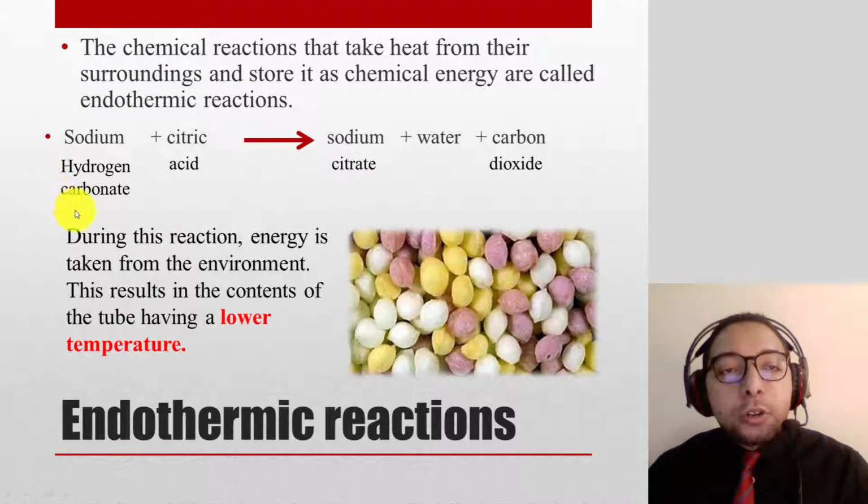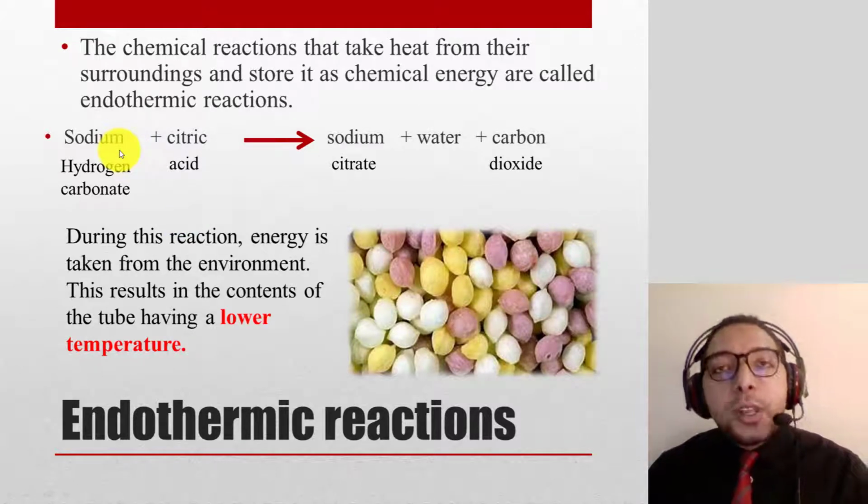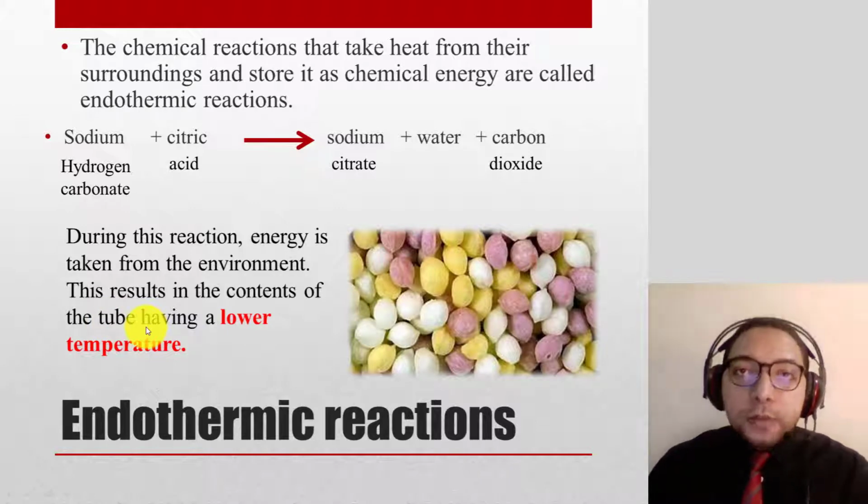So in order to react these two reactants together, the sodium hydrogen carbonate along with the citric acid, they take energy from their surroundings. So you're going to feel a drop in temperature. Unlike the exothermic reaction, where you're going to have an increase in temperature, over here in the endothermic reaction, you're going to have a lower temperature because it sucks the energy from the surroundings. So during the reaction, energy is taken from the environment. This results in the contents of the tube having a lower temperature.